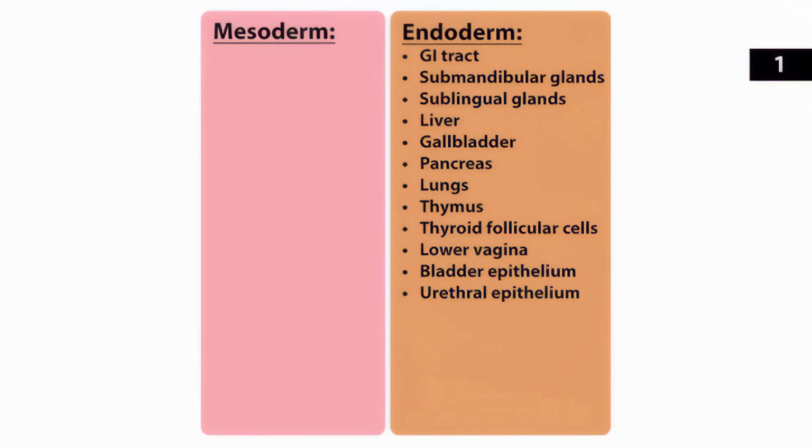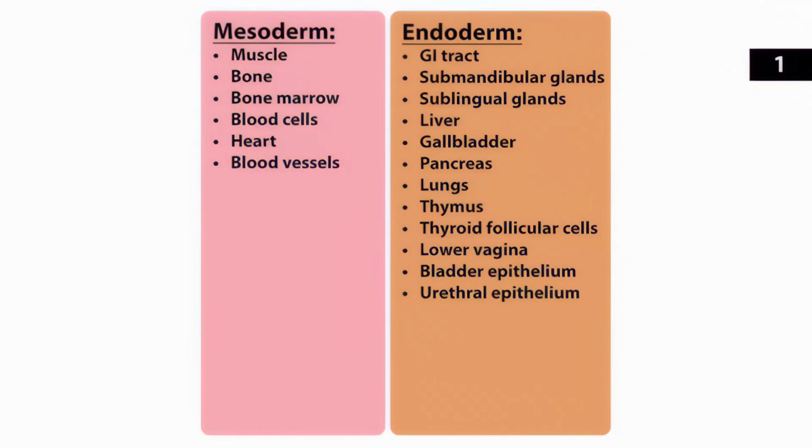And then the mesoderm is basically everything in between the ectoderm and the endoderm. It provides a lot of connective tissue and support tissues like muscle, bone marrow and blood cells, the heart, blood vessels, lymphatics, and the upper portion of the vagina. So the vagina is derived from both mesoderm and endoderm. The lower portion of the vagina is from the endoderm, and the upper portion is from the mesoderm.